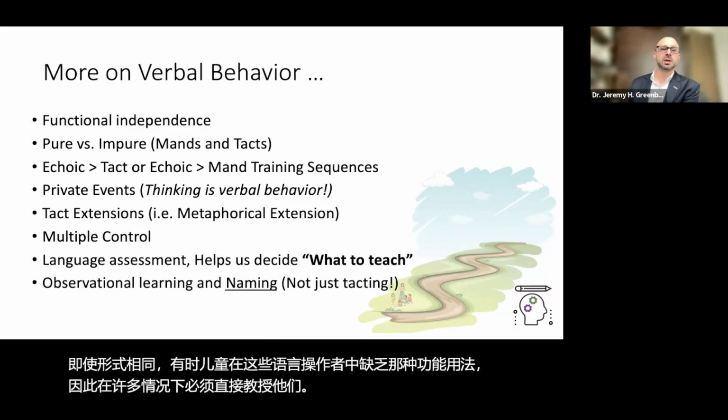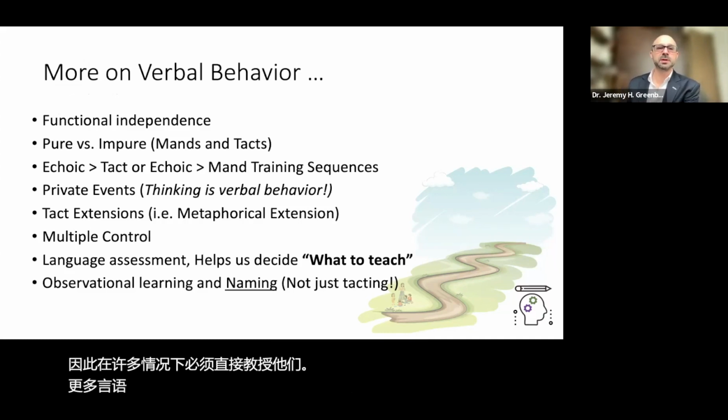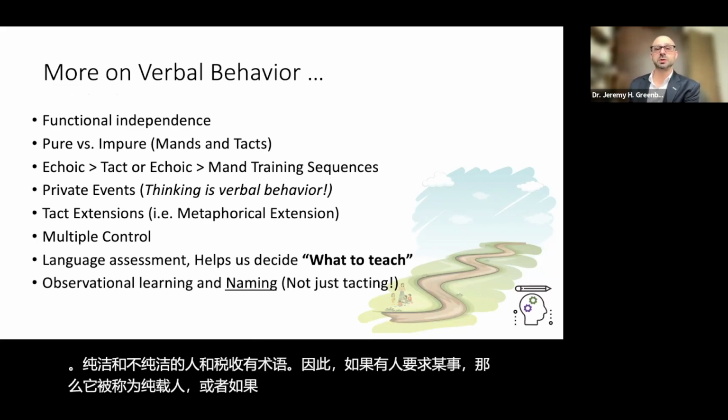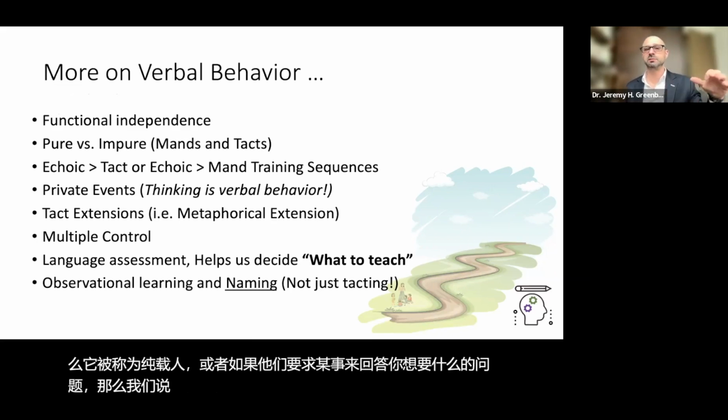More in verbal behavior. I just mentioned a bit on functional independence. There are terms for pure and impure mands and tacts. If somebody requests something, it's called a pure mand. Or if they request something in response to the question, what do you want? Then we say it's an impure mand, because there's a verbal antecedent. And the same with tacts.